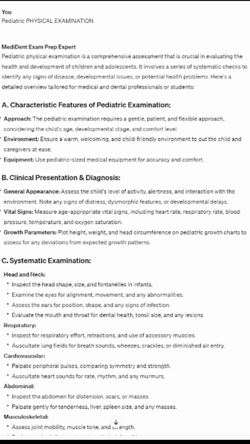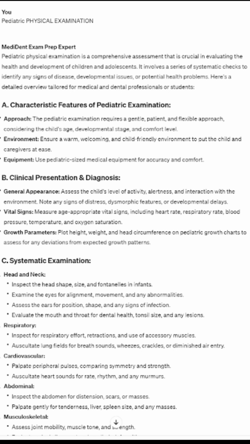Vital signs. Measure age-appropriate vital signs, including heart rate, respiratory rate, blood pressure, temperature, and oxygen saturation. Growth parameters. Plot height, weight, and head circumference on pediatric growth charts to assess for any deviations from expected growth patterns.